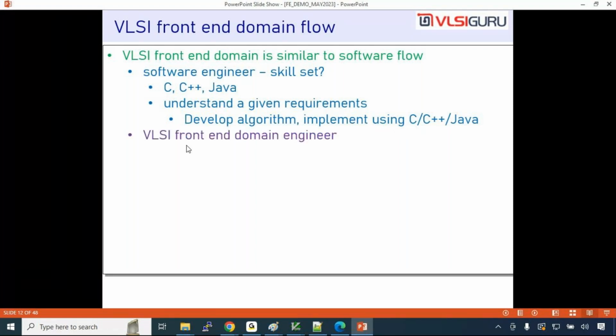In the same way, what does a VLSI front-end domain engineer do? What is meant by front-end domain engineer? RTL engineer, RTL integration engineer, RTL verification engineer. They use languages like Verilog, SV, UVM. They are very similar. Verilog is similar to C language. SystemVerilog is similar to C++. Java is similar to UVM. Similar, okay, not the same.